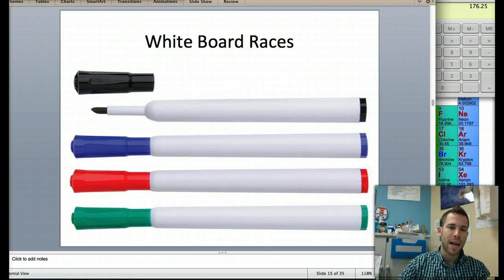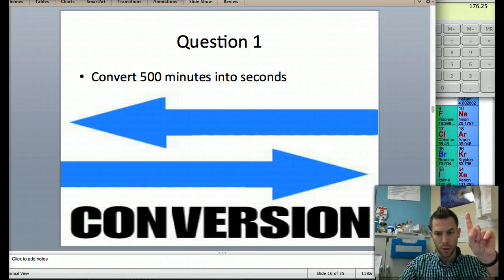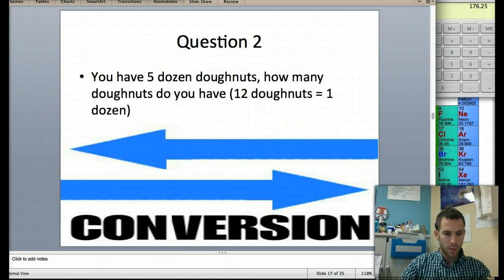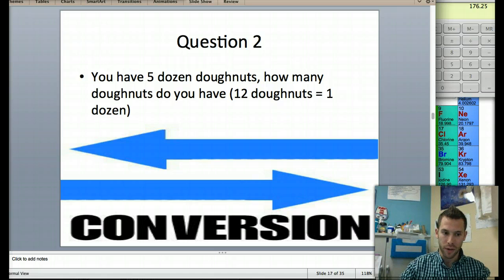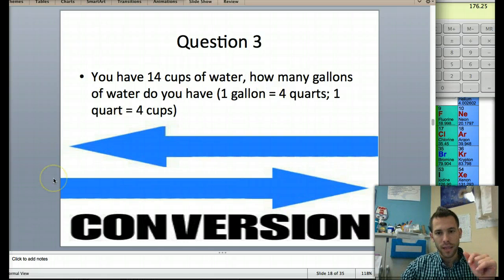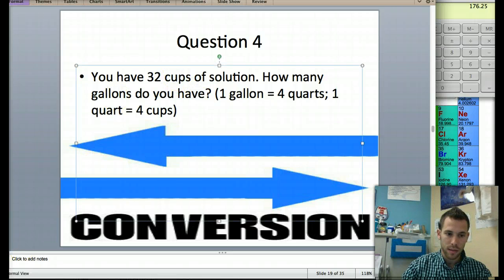So here's some practice problems to get you going, some whiteboard race problems. Ready? You're going to want to convert 500 minutes into seconds, question numero uno. You're going to want to convert 5 dozen donuts into how many donuts you have. This is extremely important because you got to know how hungry you're going to be. 14 cups of water into gallons. 32 cups of solution into how many gallons you have. Remember, we have cups into gallons.